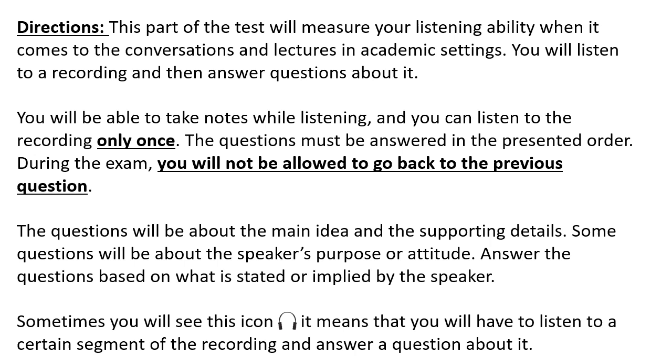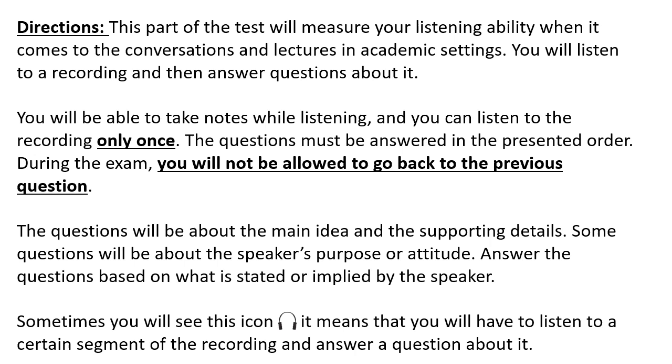This part of the test will measure your listening ability when it comes to the conversations and lectures in academic settings. You will listen to a recording and then answer questions about it. You will be able to take notes while listening, and you can listen to the recording only once. The questions must be answered in the presented order. During the exam, you will not be allowed to go back to the previous question.